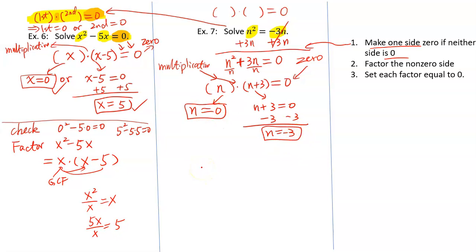Again, if you want to check your answer, you can plug 0 in both sides and -3 in both sides, so you can make sure they are equal to each other. So you make sure you got the correct answer.